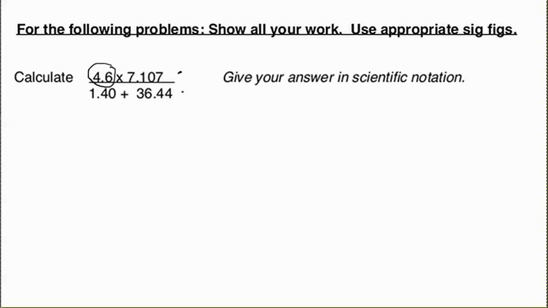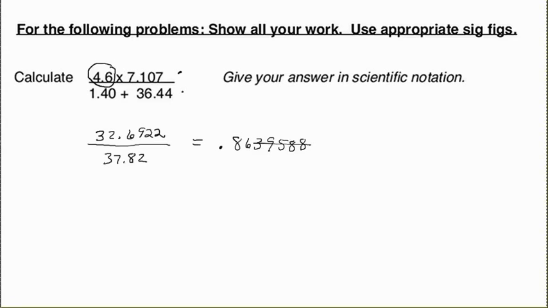So when I multiply the top number, I get 32.6922. Remember that you don't put your sig figs in until the very end and your final answer. So you're going to keep everything you've got until the end. So we have that number, and then we're going to add 1.40 and 36.44 together, and that gives us 37.84. When you plug those numbers into your calculator, you may get something like 0.863958.